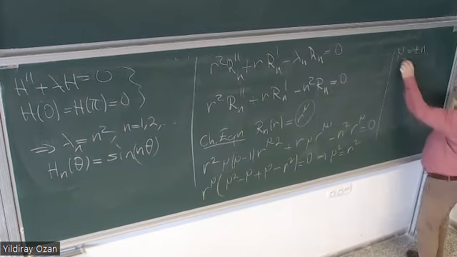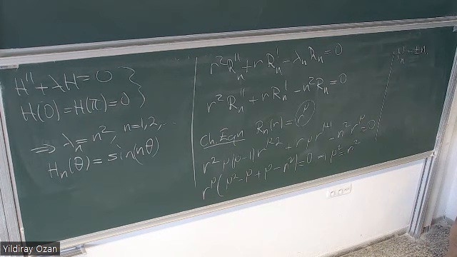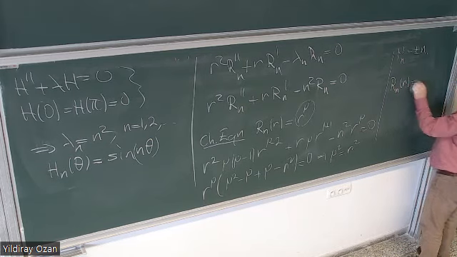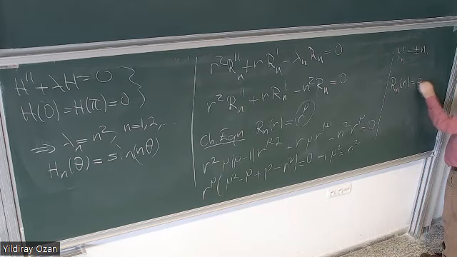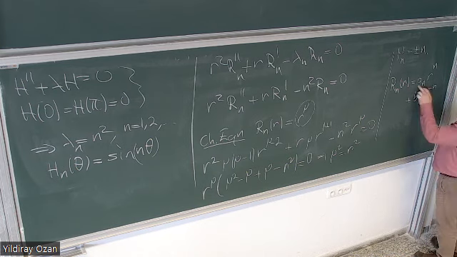Okay. Of course, I have two solutions. It is plus or minus n. So what is the solution then? Rn of r is just, let's say, an r to the power n plus bn r to the power minus n. Okay. Now we have to determine these coefficients, an and bn.